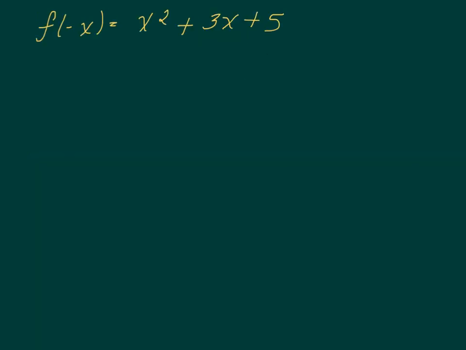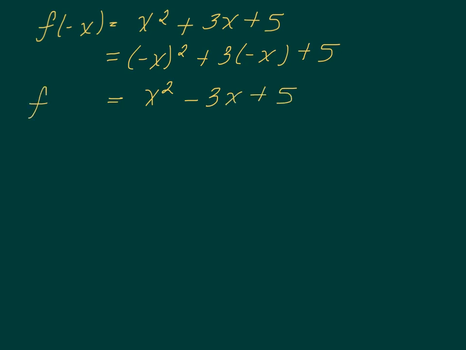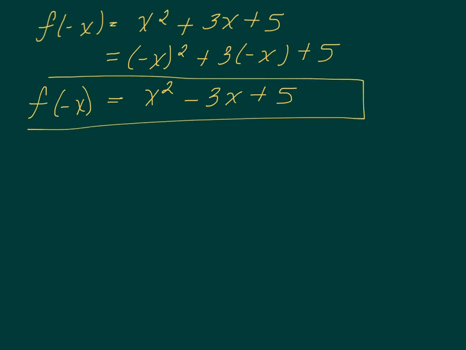And sometimes they may ask you to plug in negative x. So you'll do the same thing. Your input is the opposite of x. And so when you square negative x, that becomes positive. That's negative. And so when x is negative x, that is your output. So that is function notation.